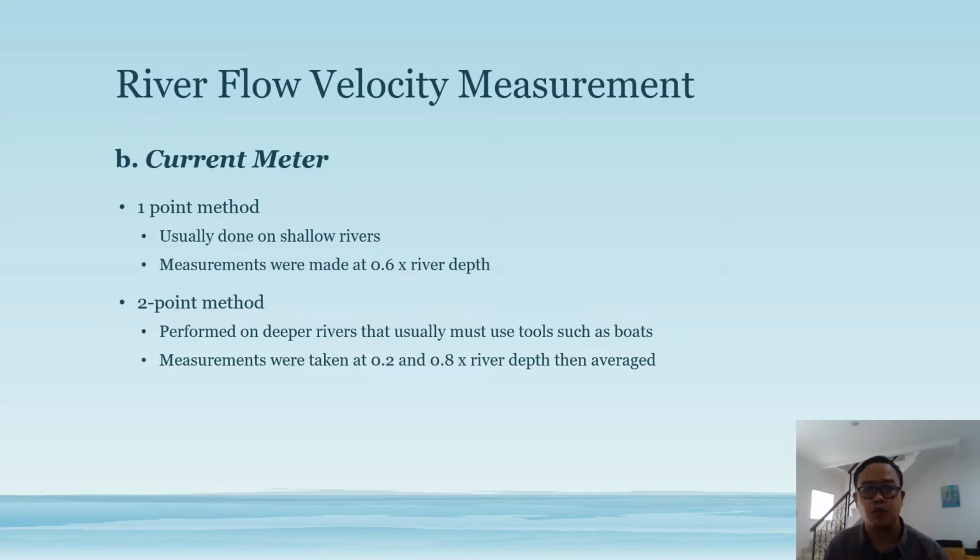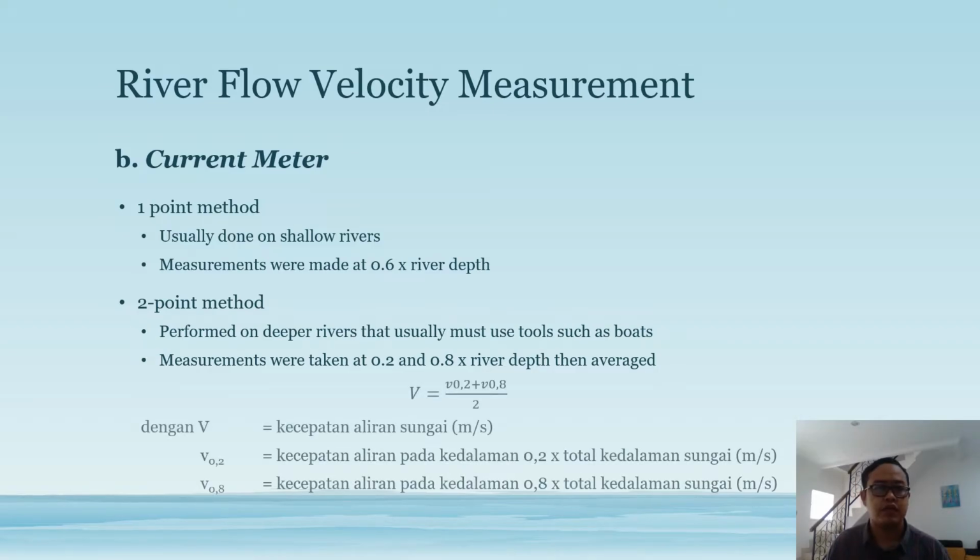Okay, and the second one is the 2-point method. It is usually for deeper rivers and requires higher precision. In this method, 2 points are required as a reference, namely at the depth of 0.2 and 0.8 times the total of the river depth. Then we average to get the velocity of the river. Okay, and this is the formula of the 2-point method.